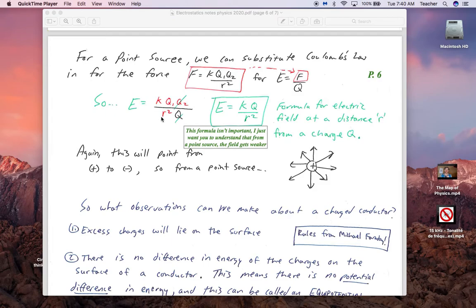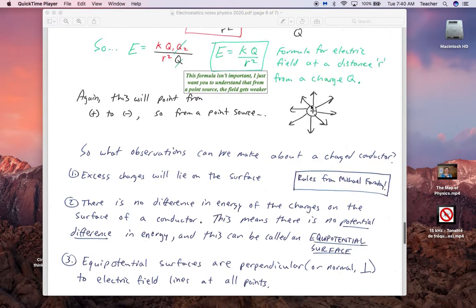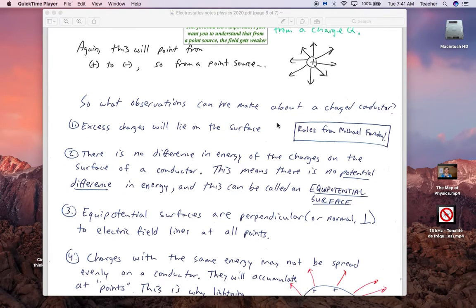Big idea here is if you have a point source, substitute in Coulomb's law, you show that away from a point source, these arrows get further and further apart, so the electric field gets weaker and weaker. This formula is not that important. I just want you to understand it's a non-uniform electric field. It gets weaker as you go further away from the source.